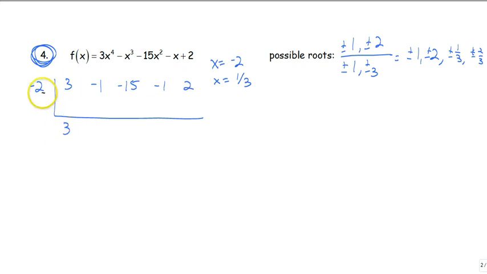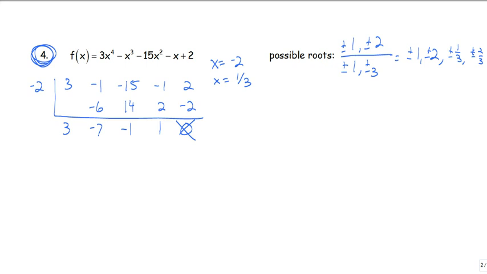I bring the 3 down. I get negative 6, negative 7. You get a 14. You get a 1. Actually, that's a negative 1. That's positive 2, which is a positive 1. 1 times negative 2 is negative 2, which is 0. All right. That means that we factored out the negative 2.